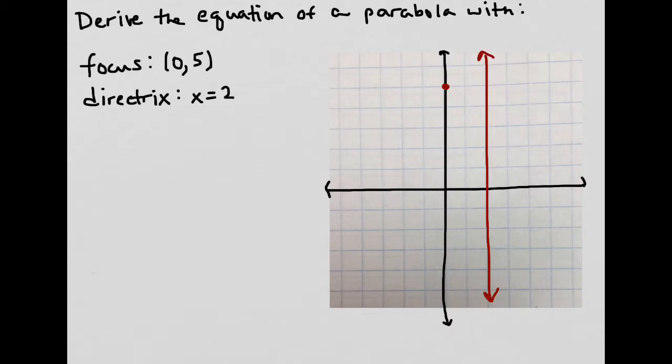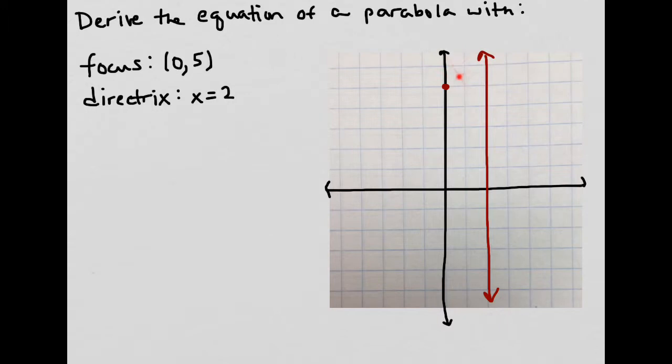x equals 2. And I know from what I know about parabolas that my parabola is going to have to go between my focus and my directrix. It can't cross that directrix line. So that means it's going to be facing left. So I'm going to use what I know about parabolas.